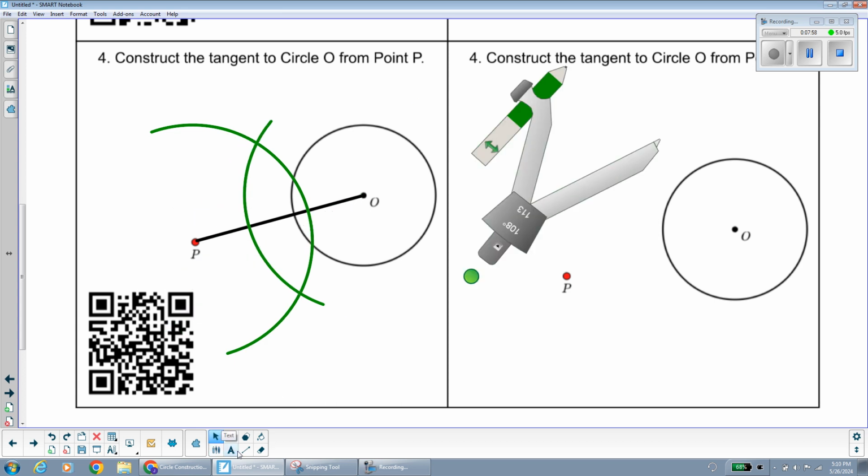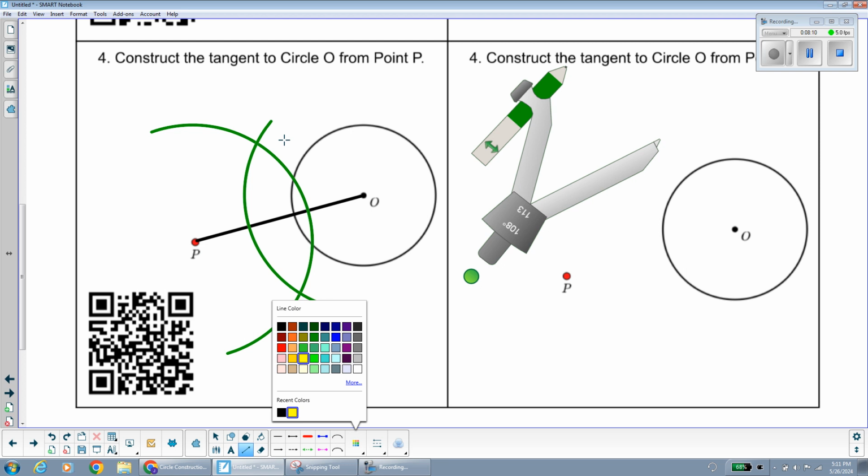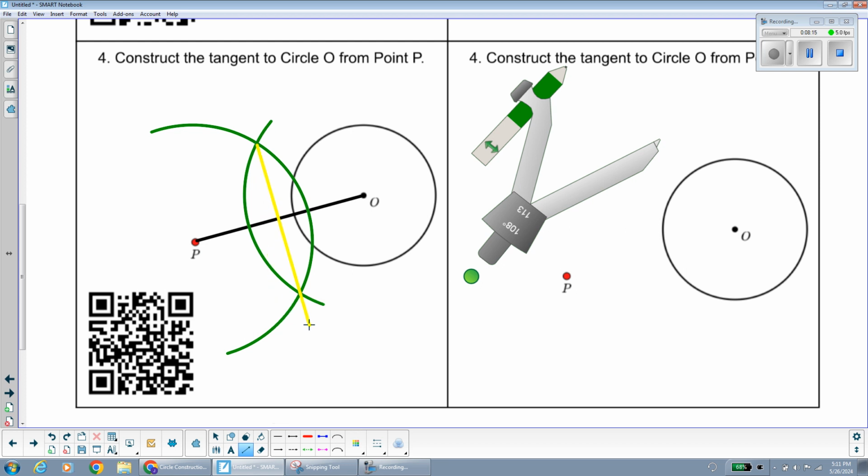And just like the previous couple of times, right through that intersection point, we want to make our perpendicular bisector, with our straight edge. So from this point to this point, connect through, and there, that yellow line is our perpendicular bisector. So what that did is it gave us the midpoint of segment PO.